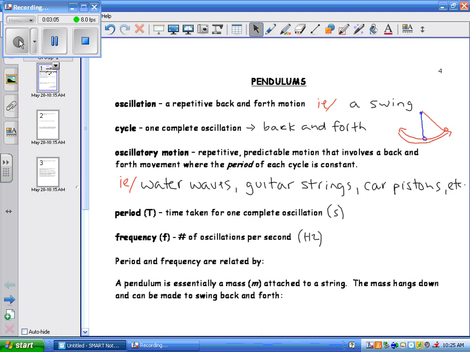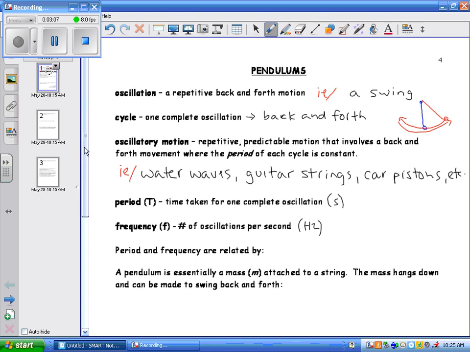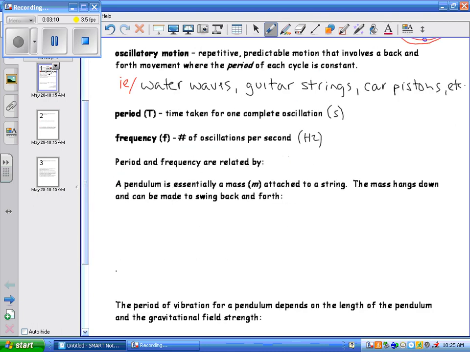And period and frequency are related by a very simple formula, and you had to use that formula yesterday as well. We've used it in circular motion. So period is 1 divided by frequency. That's what's on your formula sheet. You can also find frequency by doing 1 divided by period. That one is not on your formula sheet.